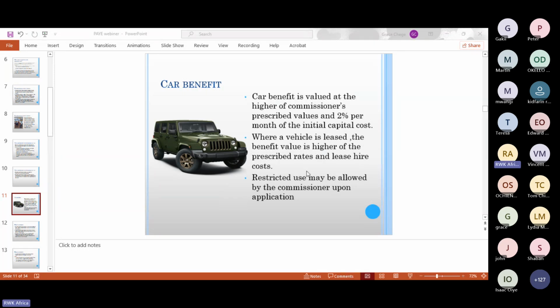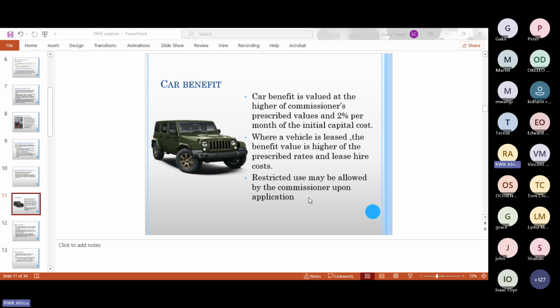So car benefit is valued at the higher of commissioner's prescribed values and 2% of the initial capital cost per month. Where a vehicle is leased, the benefit value is the higher of the prescribed rates and the lease costs. Also, restricted use may be allowed by the commissioner upon application.